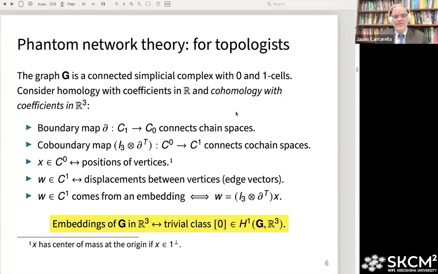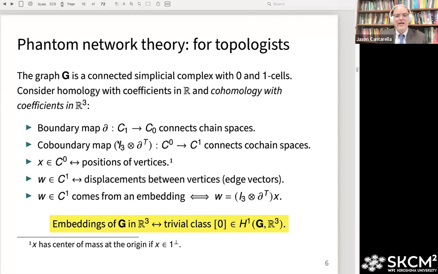If you make these choices, you have spaces of chains. The 1 chains are real numbers associated to edges. The 0 chains are real numbers associated to vertices. And there's a boundary map which takes weights on edges to weights on vertices by pushing forward the weight on the edge to plus that at the head of the edge and minus that at the tail of the edge. So that's the usual boundary map in homology.